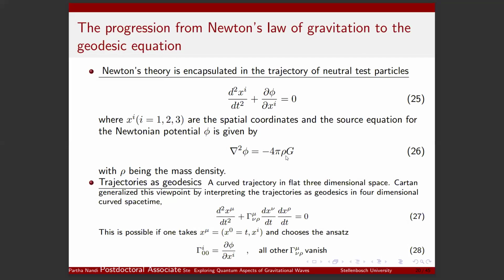So now one can immediately observe this is the equation. This equation 25 is nothing but the equation of motion, whose solution gives the trajectory. Now one can interpret a curved trajectory in flat three-dimensional space. Due to the presence of this potential, the trajectory is no longer a straight line. So this will be a curved trajectory over the flat space. Cartan first provided an interpretation where the curved trajectory can also be interpreted as a geodesic in four-dimensional curved spacetime.